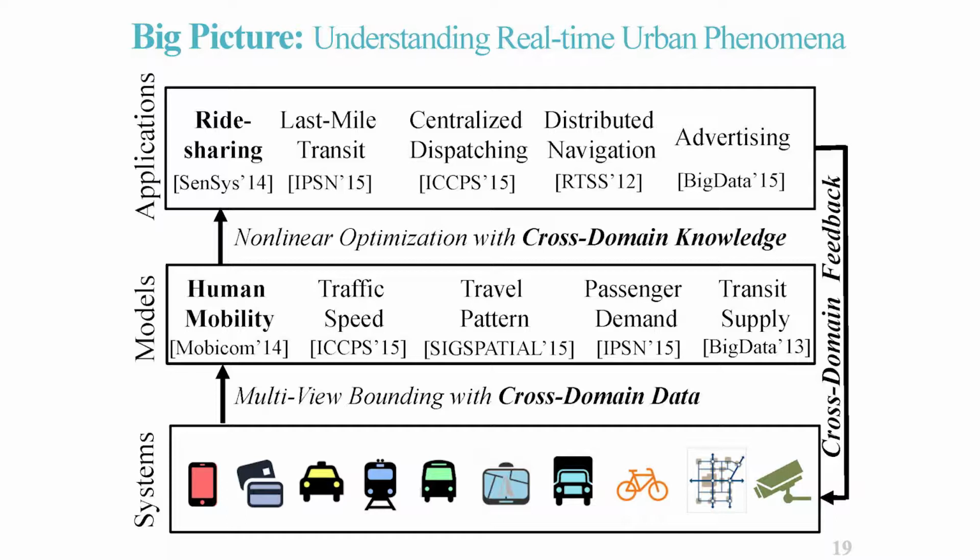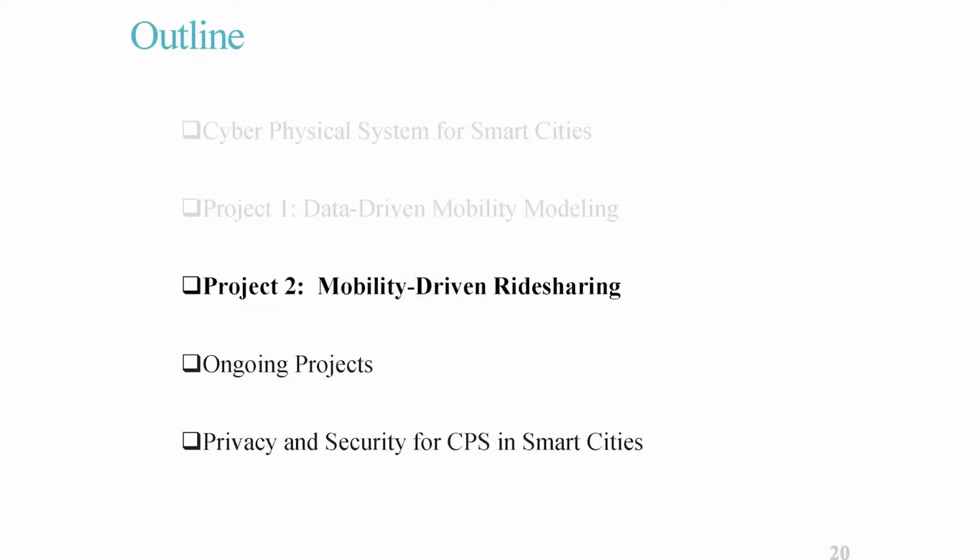So in the next project, I'm going to briefly talk about mobility-driven ride sharing. Finally, those systems, for example ride sharing, are going to provide positive feedback to the systems themselves, improving, for example, the efficiency of the taxi cab system, to close the loop here. So after the data-driven mobility modeling, I'm going to talk about mobility-driven ride sharing.